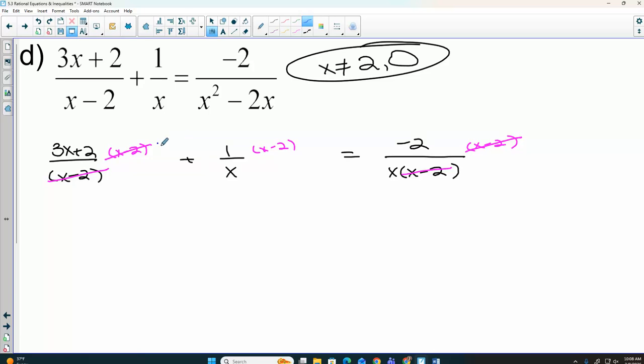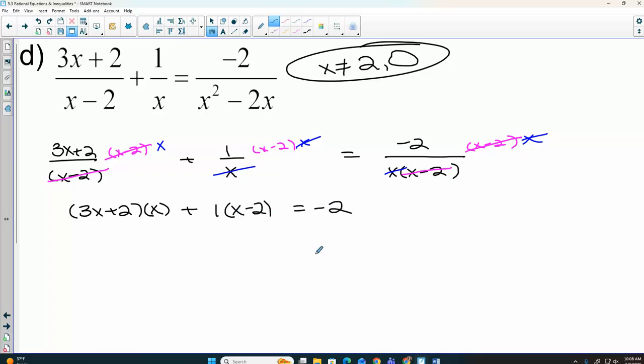So let's take everything times an x as well. That cancels this x and that x. So now my fractions are gone. So what I have is the 3x plus 2 times an x. We have the 1 times an x minus 2. And over here we just have negative 2. Or if you go ahead and multiply that, 3x squared plus 2x plus x minus 2.